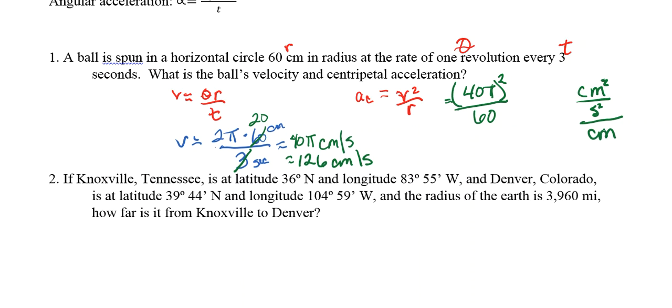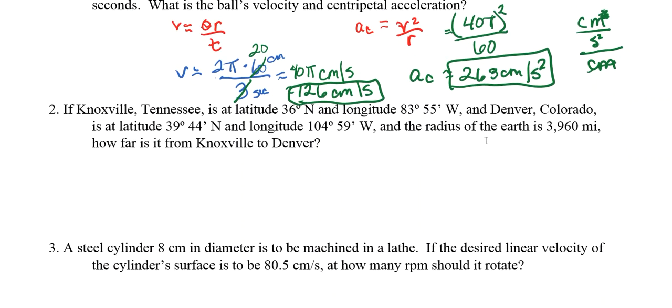And it's actually our radius. So this cm is going to take away one of these cm's, so our answer is going to be in centimeters per second squared. So I'm going to take that initial answer, I'm going to divide it by 60. Oh, I forgot to square it. I was wondering why it wasn't working out. So I'm going to square it, divide it by 60, and I get approximately 263 centimeters per second squared. So here's my velocity, here's my acceleration.